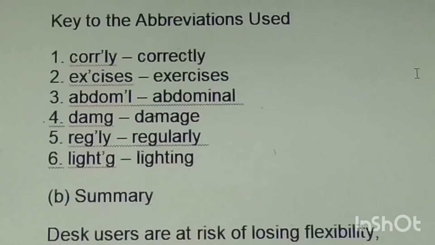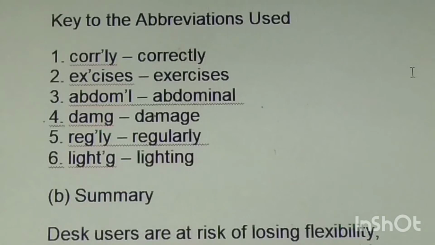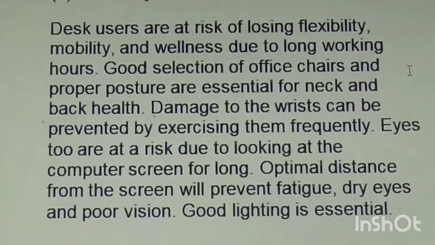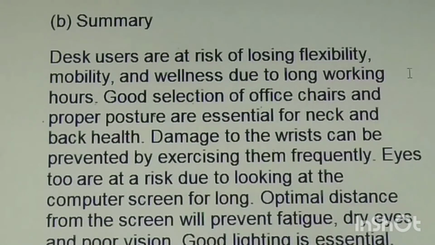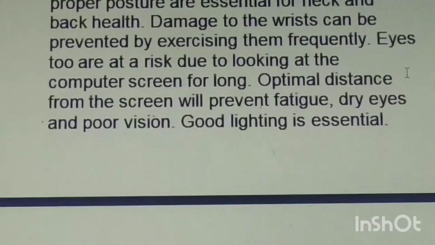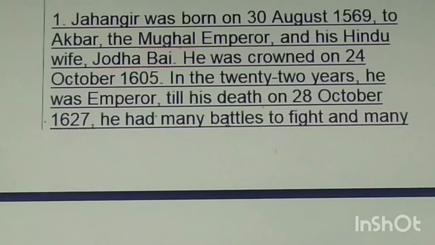Key to abbreviation. See how it is written. You have to write like this. Key to abbreviations used, and then you have to write 1, 2, 3, 4, 5. And then the summary. See how it is written. The summary. You have to write like this. This is a sample that I am showing you so that you are able to read and learn and write properly, correctly. I hope you got it. So this is how you have to write the summary, children.